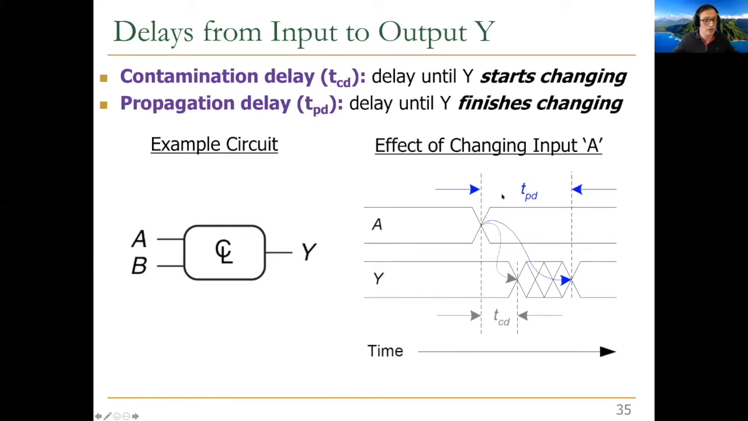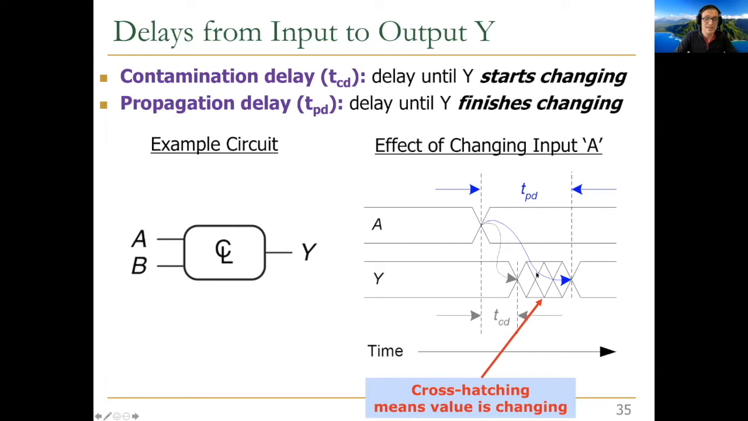Because if it's too long, then you may have problems with the speed of your circuit, right? You may not get your output in the amount of time that you really want. But the shortest possible delay also has an importance, as we will see in a little bit. Okay, cross-hatching in this value means the value is changing. In a sense, the value is not stable yet. So metastability is part of the cross-hatching, but we don't have a stable output over there.